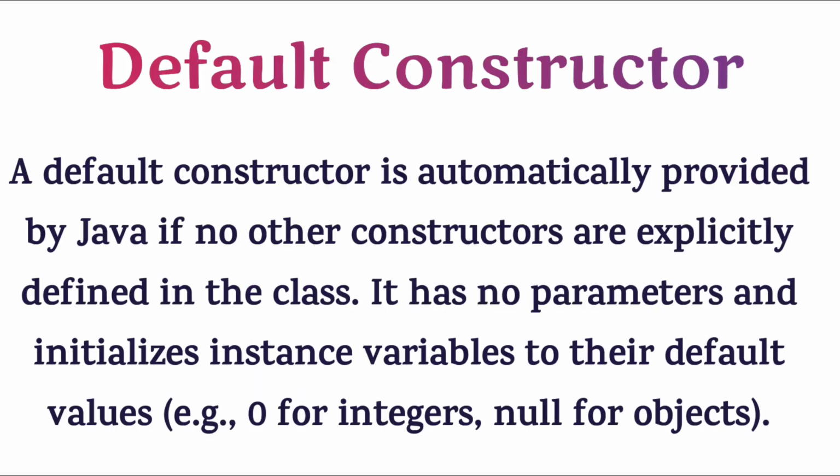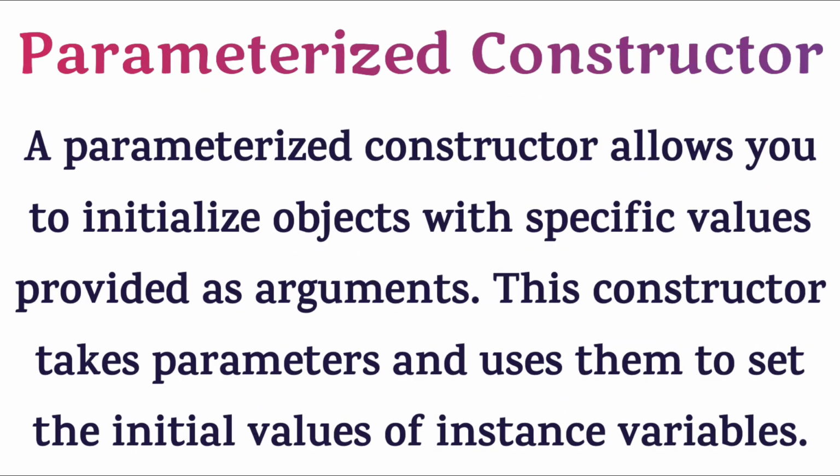The first type of constructor is the default constructor. That is, it has no parameters and it initializes the instance variables to their default values. The second type is called parameterized constructors. This constructor takes the parameters and uses them to set the initial values of the instance variables.